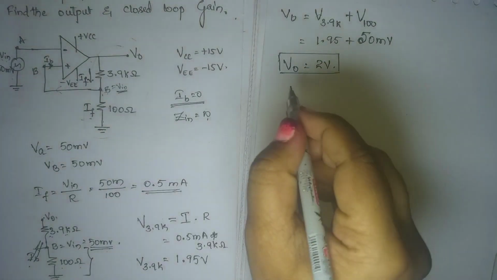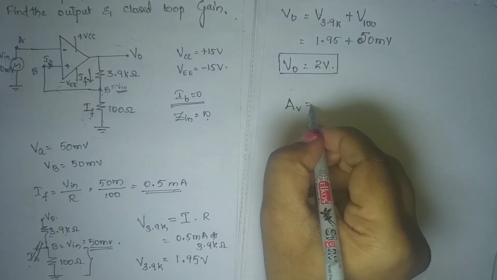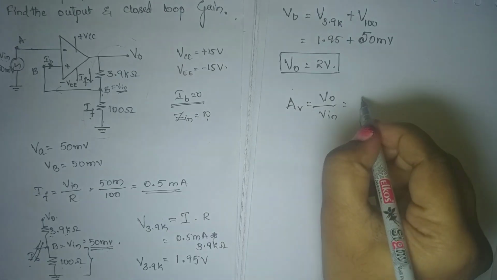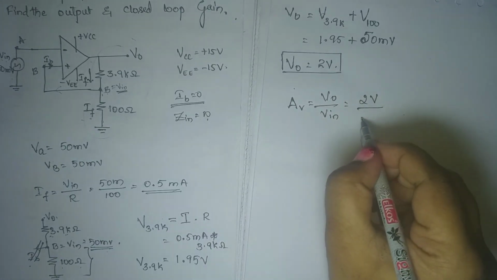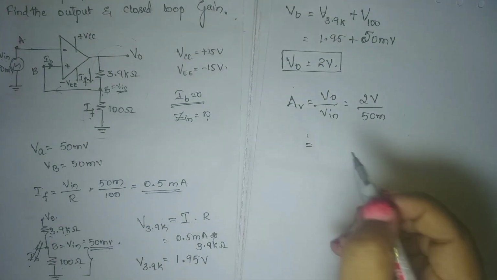Now I need to calculate the value of the gain. AV is equal to output by input. What is the output? 2 volt divided by 50 milli, which is the input. So what is the value?